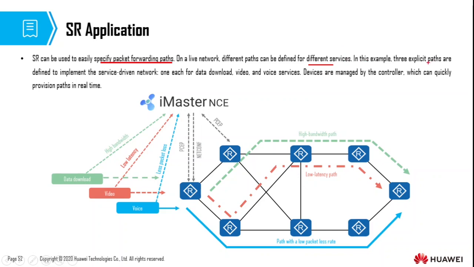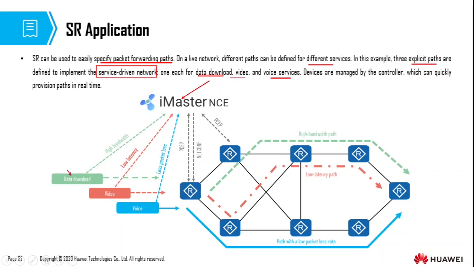So in this example, 3 explicit paths are defined to implement a service-driven network, one each for data download, video, and voice services. So devices are managed by the controller, which can quickly provision paths in real time. So that's what I just said. So generally, you have the controller, iMaster NCE.